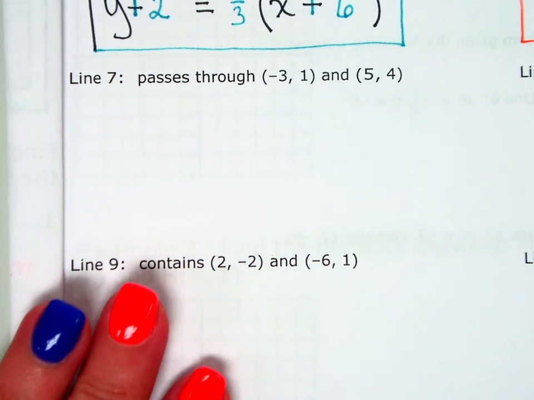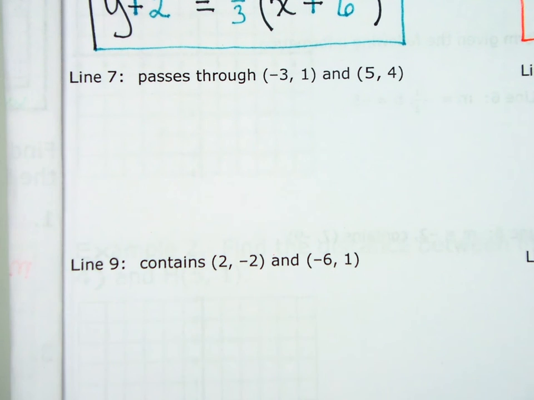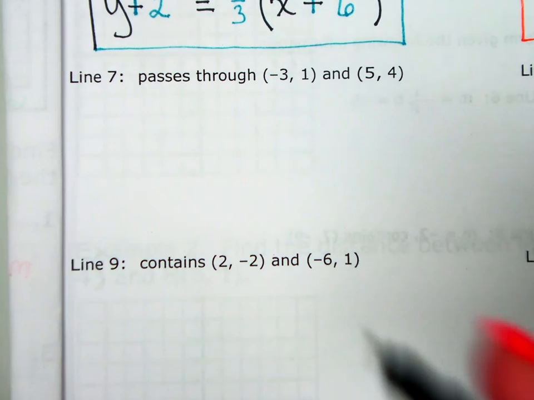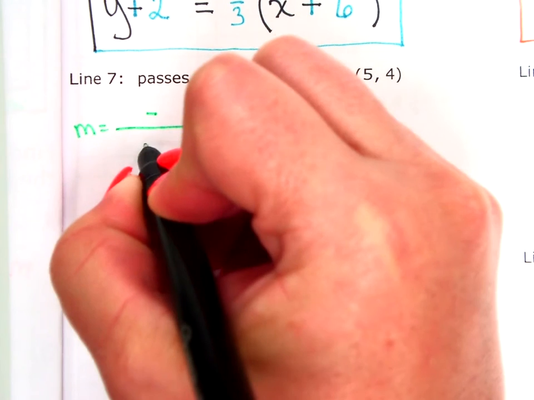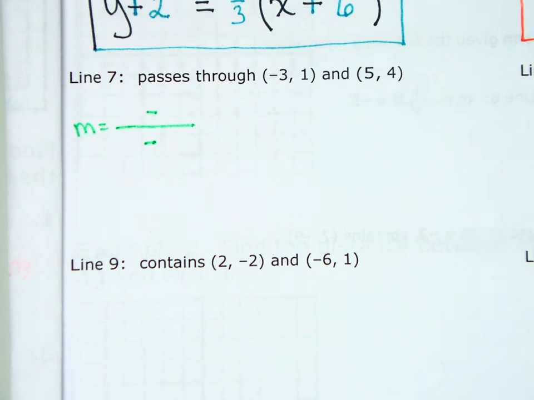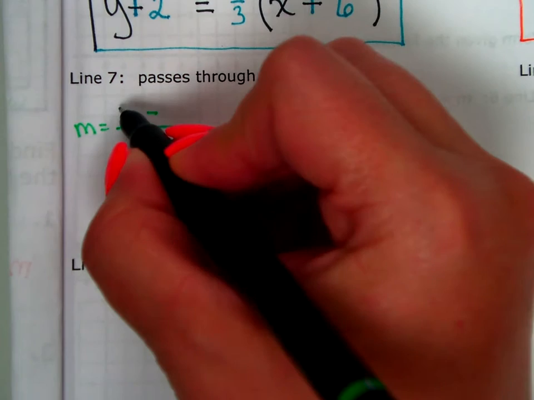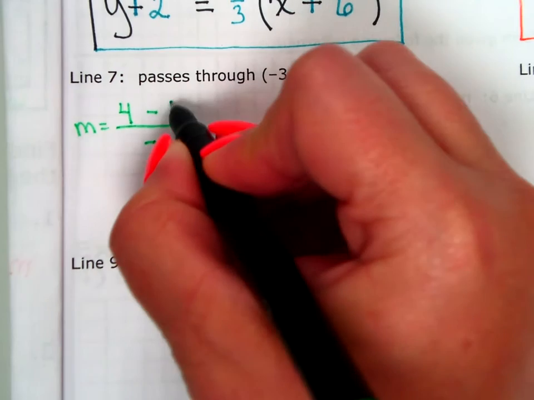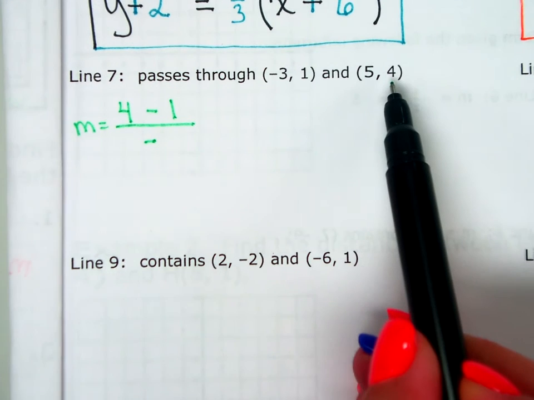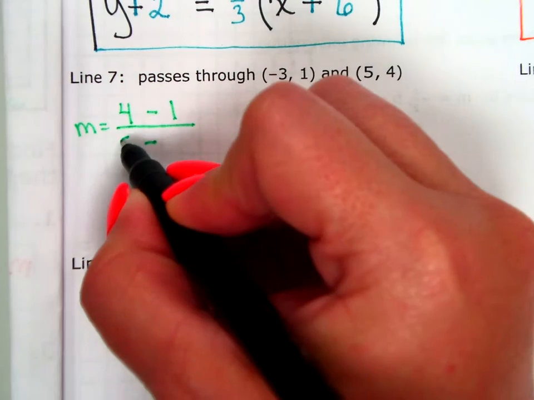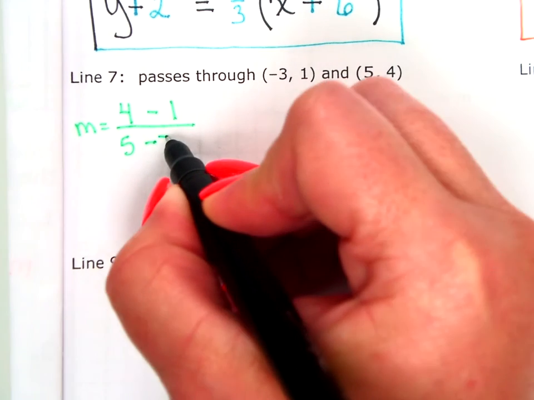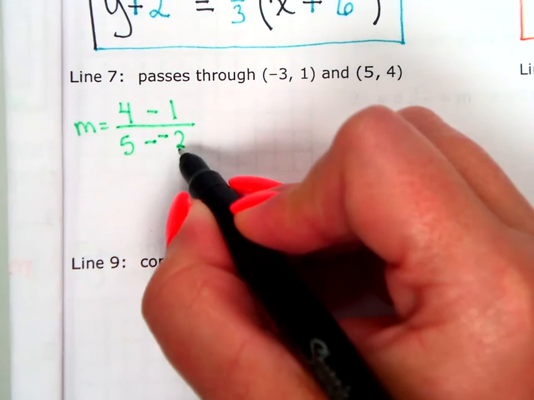What's the problem with number 7? I don't know my slope, but can I find my slope if I know 2 points? Yes, ma'am. Yes, I can. We did that all day yesterday. Slope equals change in y's over change in x's. What y are we going to put first? 4. 4 minus 1. And so then if I started with the 4, I have to start with the 5 minus negative 3.